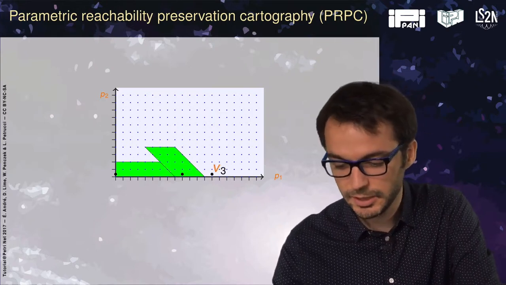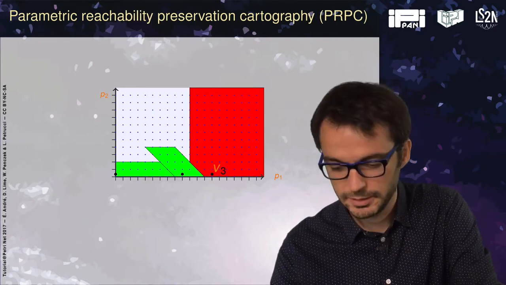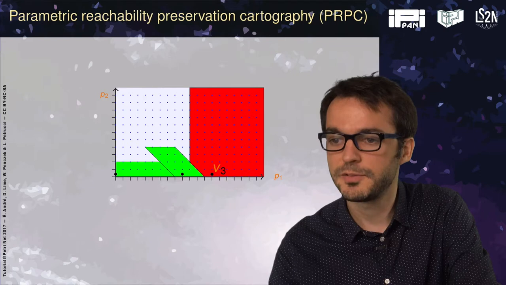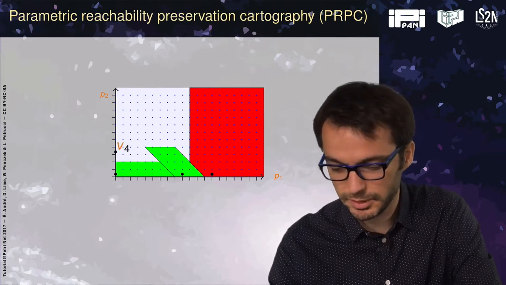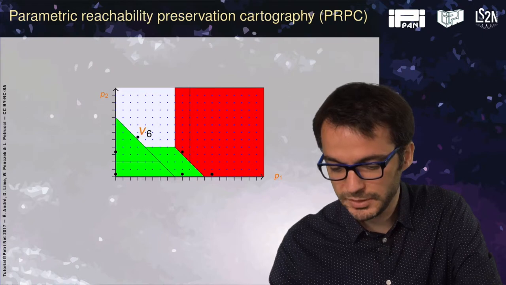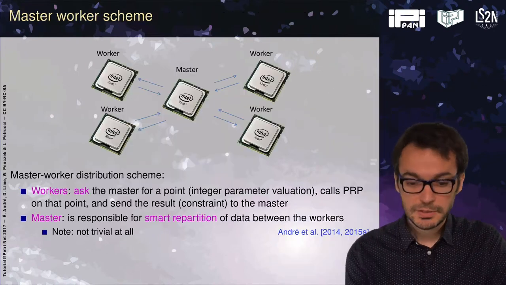Again, it's safe. Then we move to the next one. That one is a bad zone, meaning all those parameter evaluations may eventually reach a bad state, so they are unsafe. And we do like that until we completed our full bounded domain. So this is a non-distributed setting.